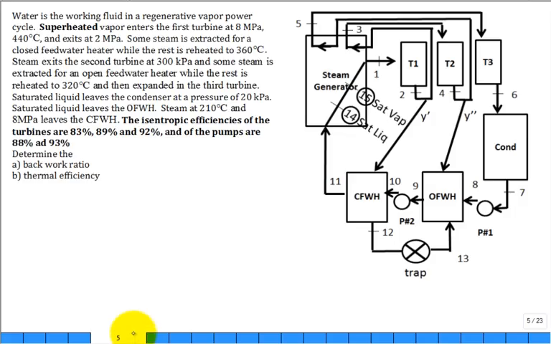Well, I've avoided it up to this point, but I don't want to avoid it anymore. What happens if there's an isentropic efficiency for the first turbine, isentropic efficiency for the second turbine, isentropic efficiency for the third turbine, isentropic efficiency for the first pump, and an isentropic efficiency for the second pump?